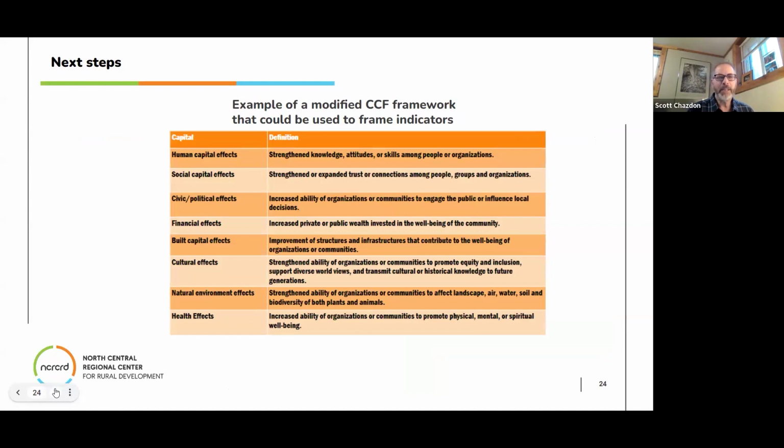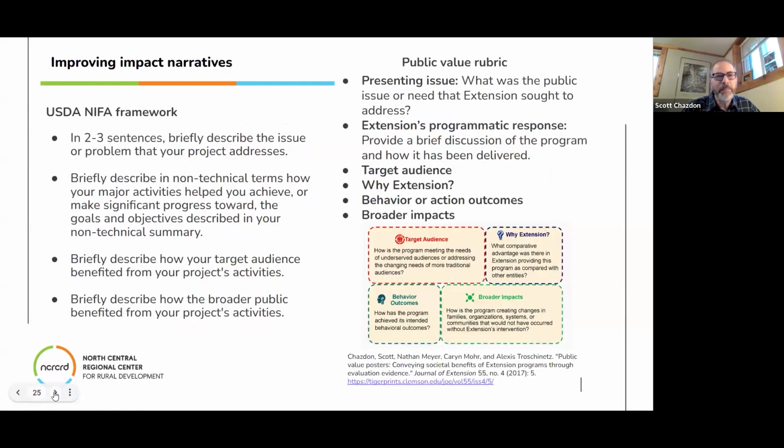But the idea of using a capitals framework is to have these categories of impact and give definitions to them that you can agree upon, and then come up with indicators and also narratives that highlight successes in each of these areas. So that's just an idea at this point, but hopefully something we can talk more about moving forward. So Michael, I will turn it back over to you, I'm sorry, I have one more slide.